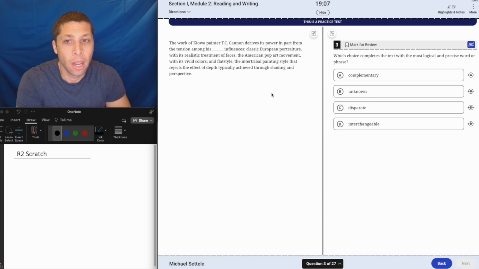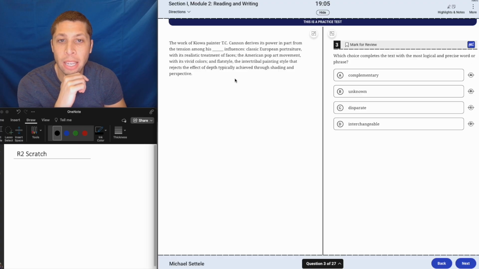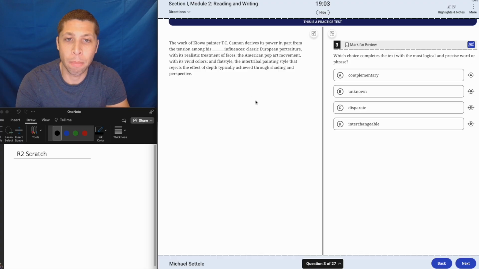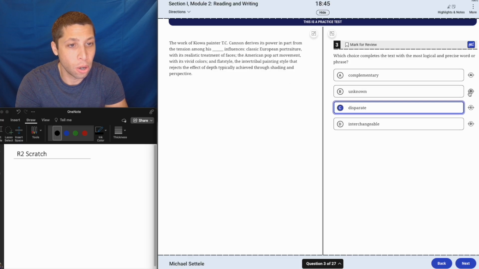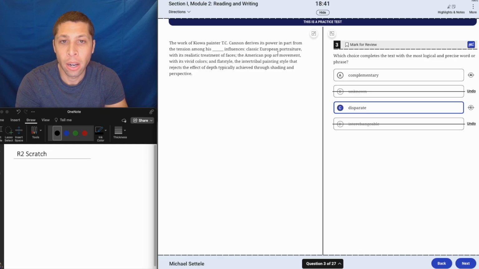Now it's this. The work of Kiowa painter T.C. Cannon derives its power in part from the tension among his blank influences. Classic European portraiture with his relative faces, American pop art movement with the colors. Okay, so it's a mixture. The work derives power in part from the tension among his different influences. Disparate, so unknown, interchangeable. Complementary means they work together. But tension sounds like they're not working together.